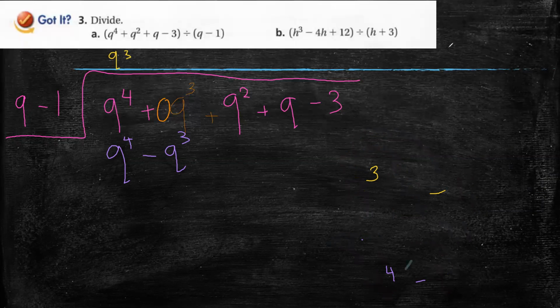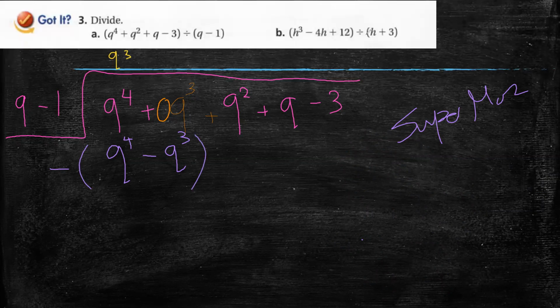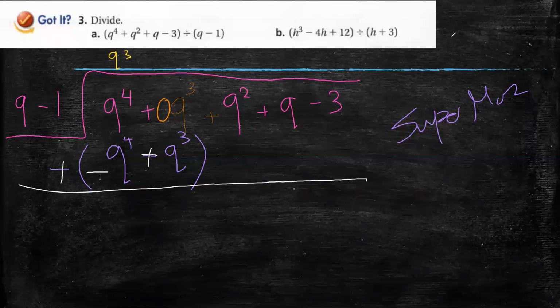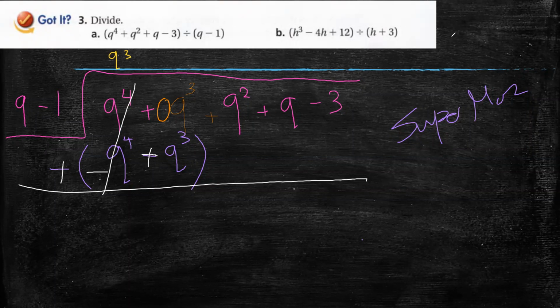Then after that, I have to subtract them. When I bring this subtract, it's kind of like Superman or superpower. It changes the sign for each term. Now, what is the sign of q to the power 4? Positive. It becomes negative. When negative, it will be positive. Then let's add them here. q to the power 4 minus q to the power 4 is 0. They have the same power. We can cancel them.